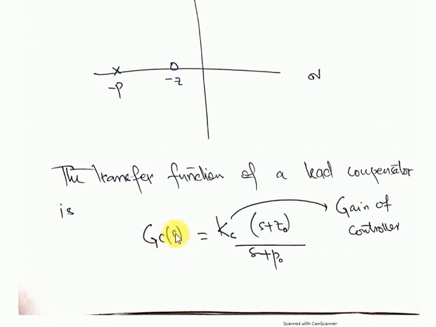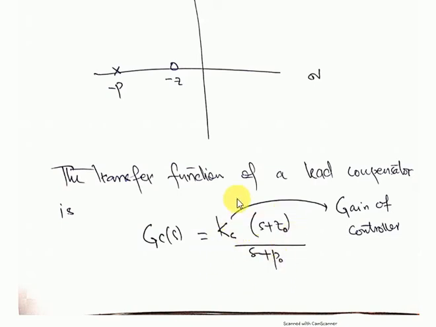So the transfer function of a lead compensator is Gc of s, the controller's or compensator's transfer function, equal to Kc, the gain of the controller, into (s plus z) over (s plus p). We added one zero and one pole, z naught and p naught, just to differentiate, we write z naught and p naught.